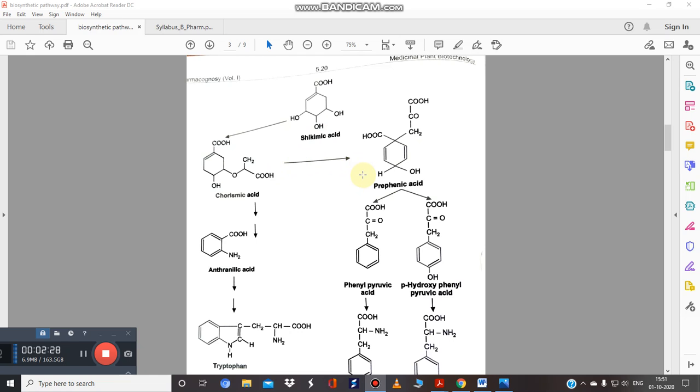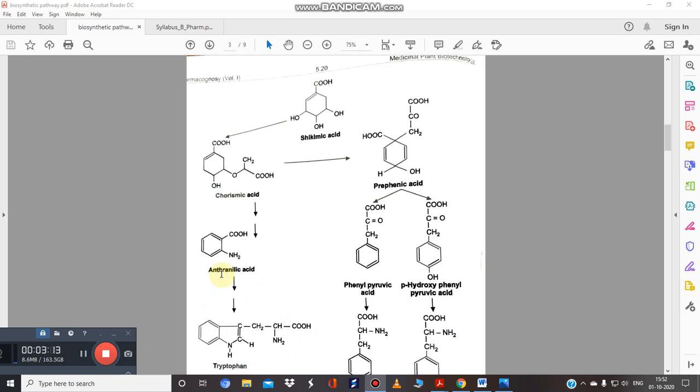Shikimic acid undergoes phosphorylation and elimination reactions. Mainly two reactions are there, phosphorylation and elimination. It forms an important intermediate known as chorismic acid. This chorismic acid is an important substrate for anthranilic acid, and it is converted into anthranilic acid with the help of the enzyme anthranilate synthetase. Finally it will produce the aromatic amino acid tryptophan.